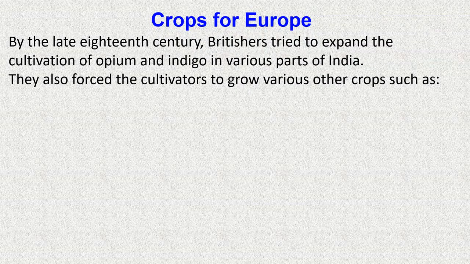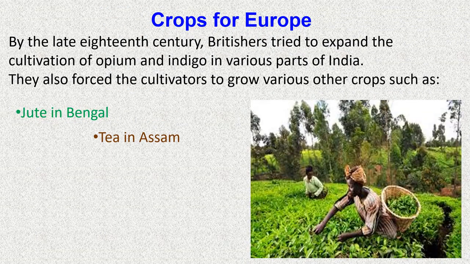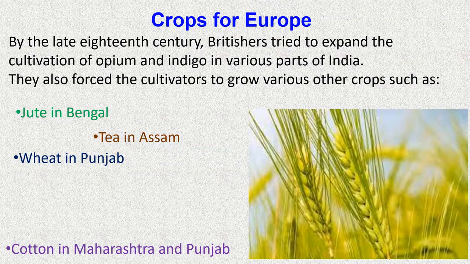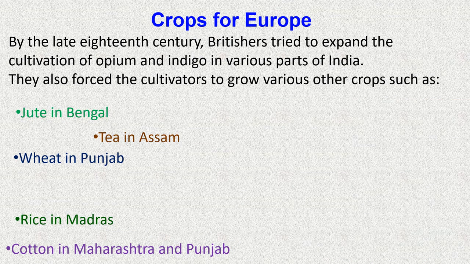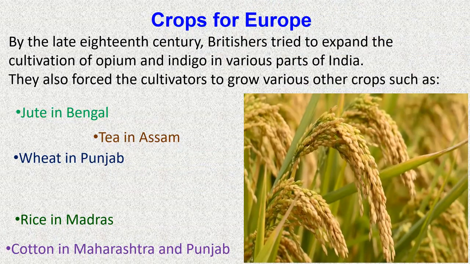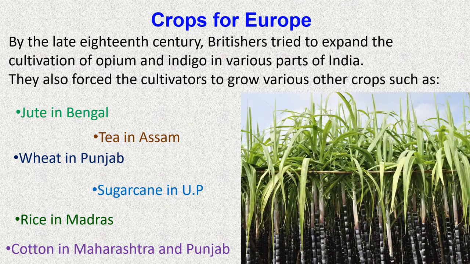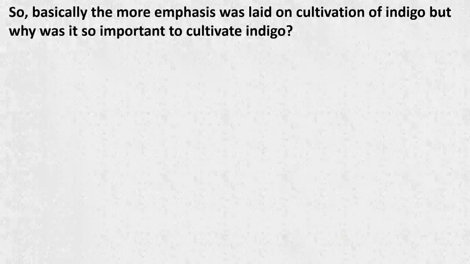And they also forced the cultivators to grow various other crops such as jute in Bengal, tea in Assam, wheat in Punjab, cotton in Maharashtra and Punjab, rice in Madras, sugarcane in UP, that is Uttar Pradesh. So basically more emphasis was laid on cultivation of indigo.